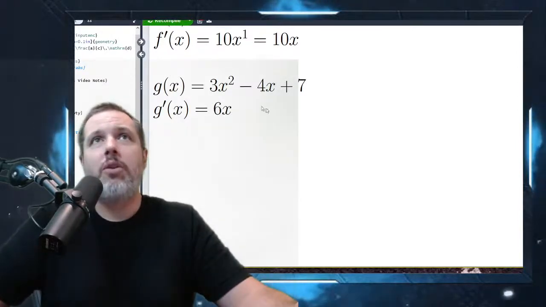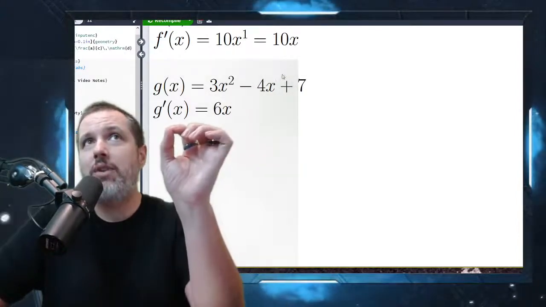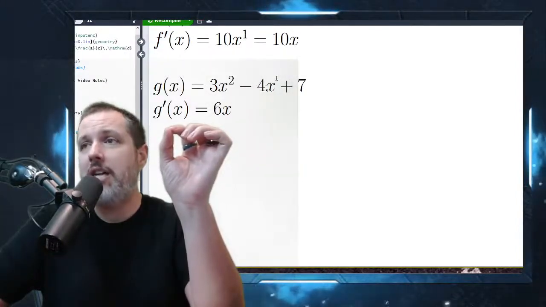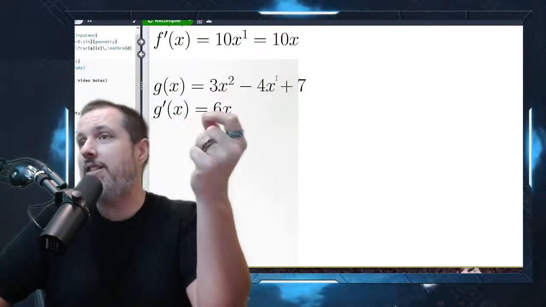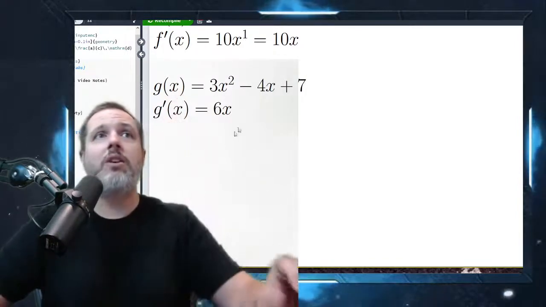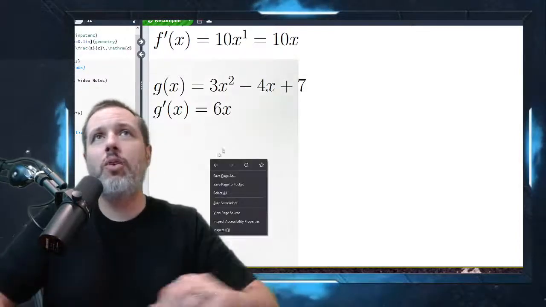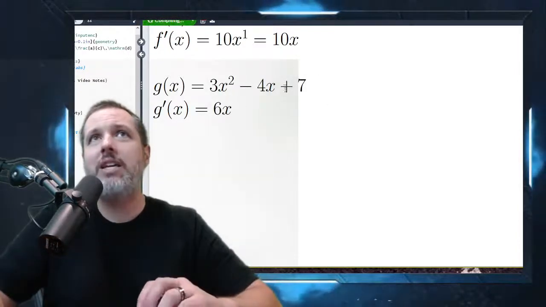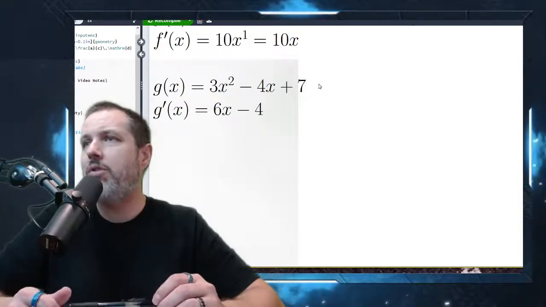Okay. What about this one? Well, my exponent is a 1, so I bring that down and multiply it by 4. So I get negative 4. And then when I decrease this 1 on the exponent by 1, it becomes x to the 0. And what is x to the 0? 1. Anything to the 0 exponent is 1. So this one becomes negative 4. Hey, what about this last one? This last one doesn't have any x, no variable at all.